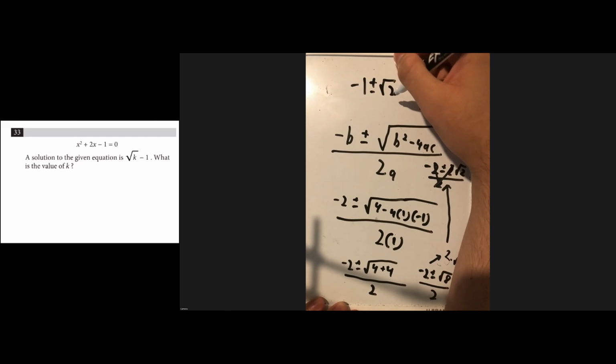And then for this equation, they move negative 1 to the right. So you get plus or minus root 2 minus 1, because they move the 1 to the right. And so it says, what is the value of k? Well, k would be 2. Okay, question 34.